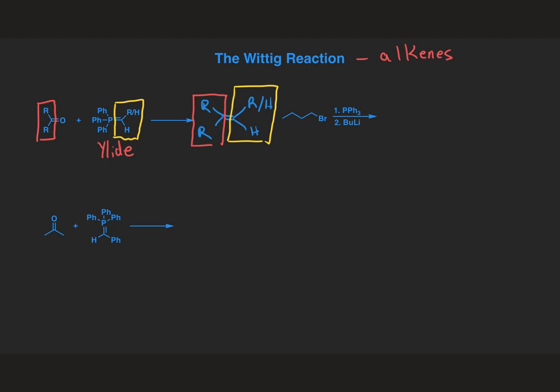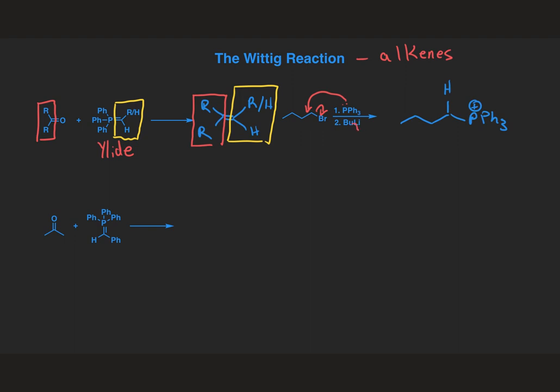To form an ylide, we're going to start with an organohalide like this bromobutane and treat it with triphenylphosphine. That's going to do an SN2 reaction here to form this compound. And that phosphorus now has a positive charge. And that positive charge makes this hydrogen slightly acidic. And butyl lithium is a strong base.